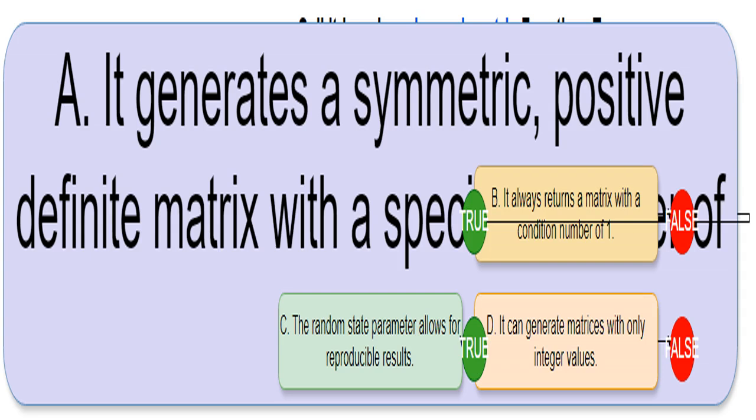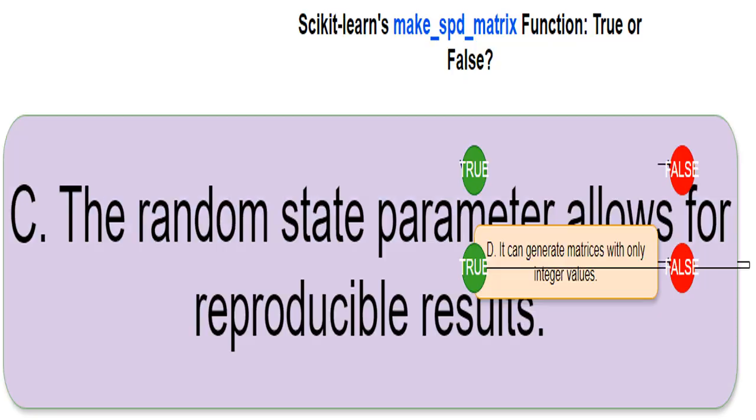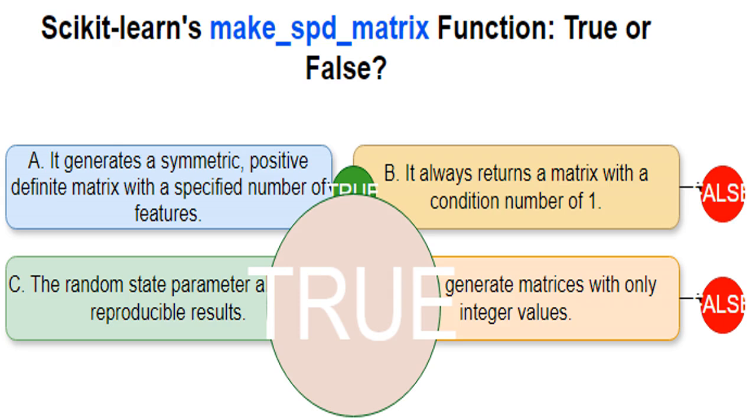I think this statement is true. The make_spd_matrix function's whole point is to create these kinds of matrices, and you can control the size. Yep, that's what I just explained. Absolutely true. Setting the random_state lets you get the same matrix every time you run the function. It's like setting a seed for your random number generator.